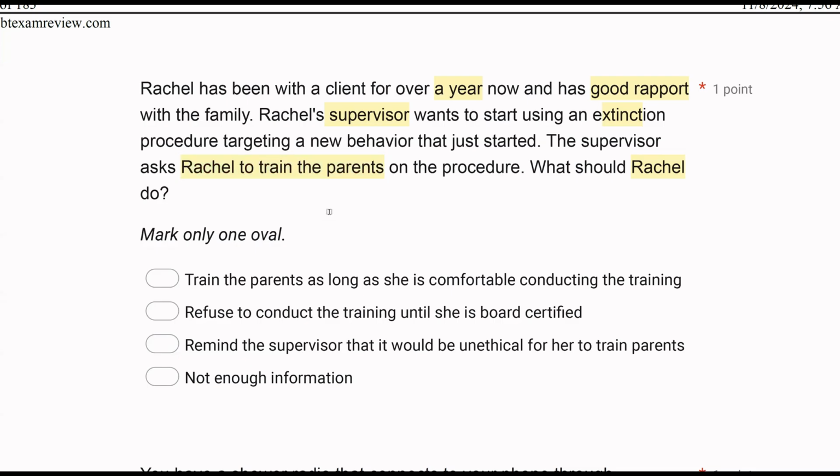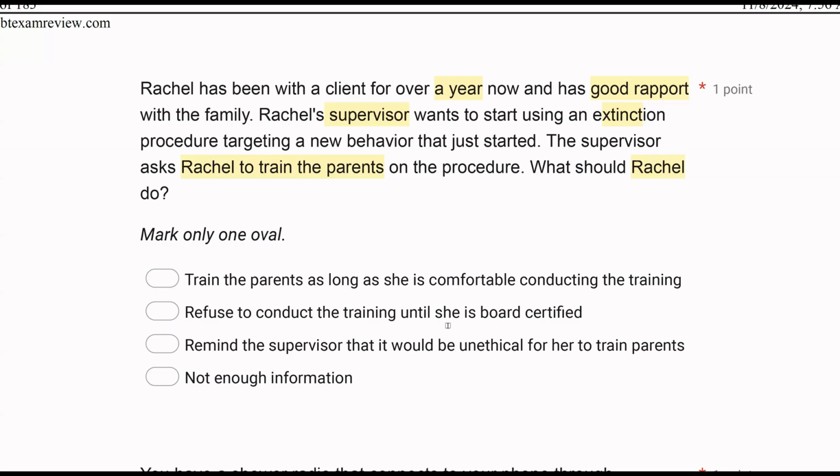Now, if you're in this situation as a technician where your supervisor requests that you train parents, what should you do? Because as we know, the role of the RBT is implementation. You assist in parent training, you assist in assessment. Your main role is implementation. But if you are given permission to parent train, are you allowed? So what should Rachel do? A, train the parents as long as she is comfortable conducting the training. Yes, as long as Rachel is comfortable, she's competent, she's been given permission, she can train the parents. There's nothing wrong with that. But Rachel must be comfortable with the procedure and with the training.